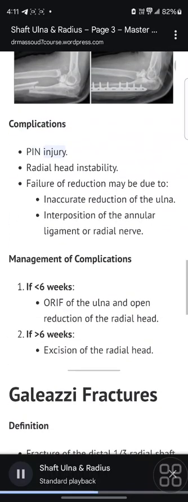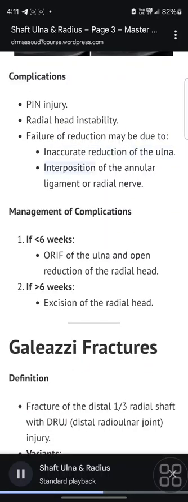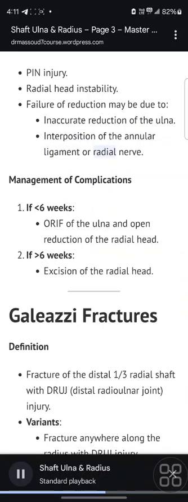Complications. PIN injury, radial head instability. Failure of reduction may be due to inaccurate reduction of the ulna, interposition of the annular ligament or radial nerve.